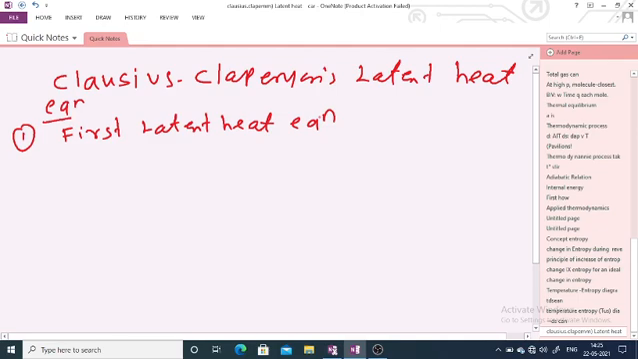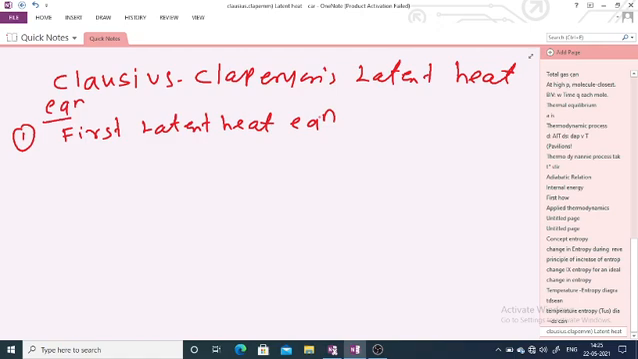The first latent heat equation is very useful to explain the variation of the melting point of a solid with respect to pressure, or the variation of the boiling point with respect to pressure. That is, boiling point and melting point can be studied with respect to change in pressure. This is applicable for a substance undergoing a change of phase, where the substance changes its phase. It is given by Clapeyron, so it is called the Clapeyron equation.